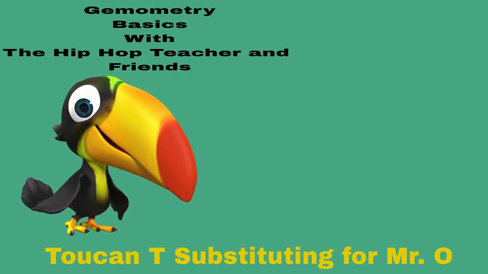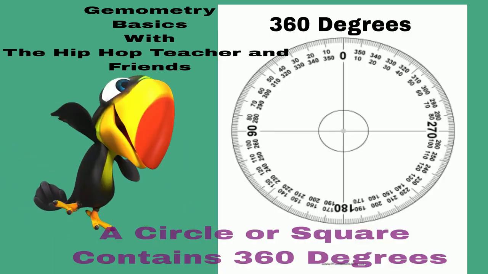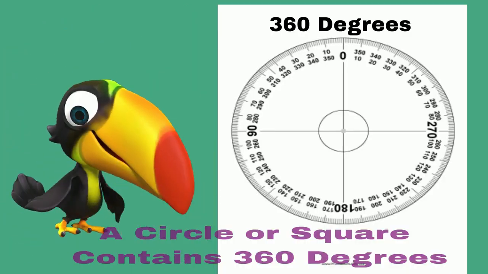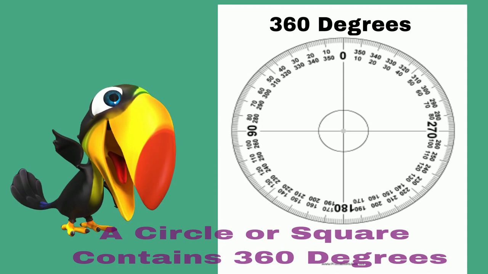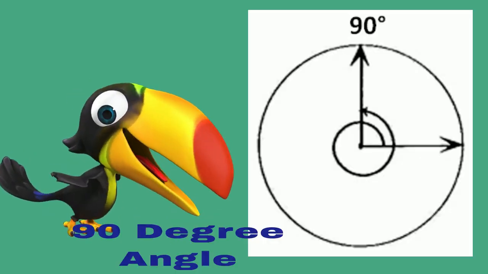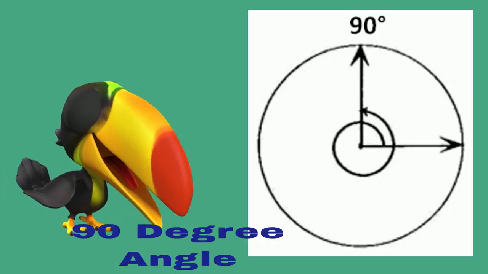In geometry, a circle or a square is 360 degrees. Divided in 4, it's the same old, same old. Each section has a 90-degree angle. 90 times 4 equals 360. And half of 360 is 180.